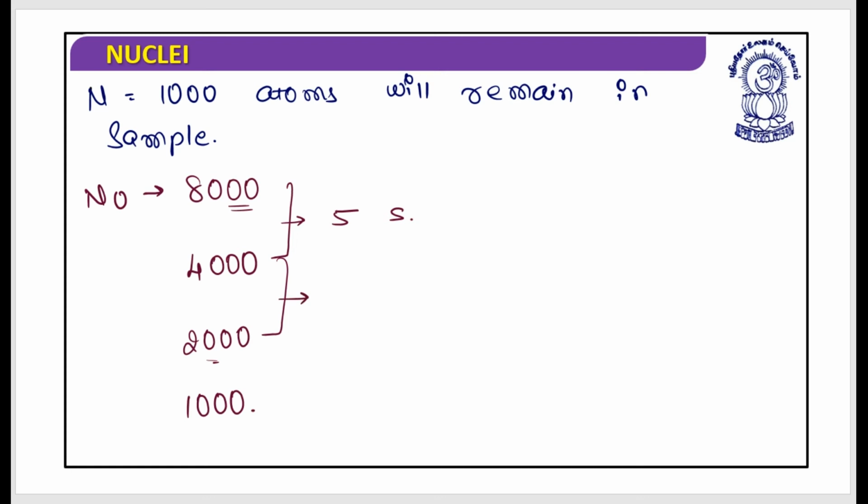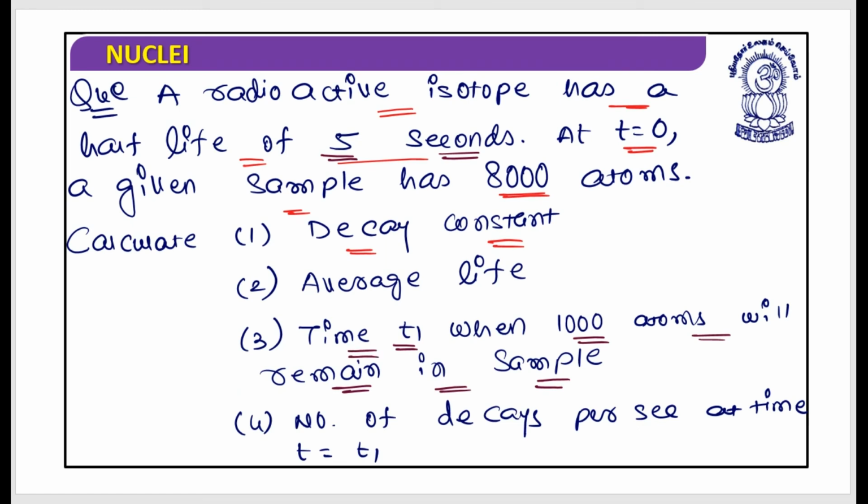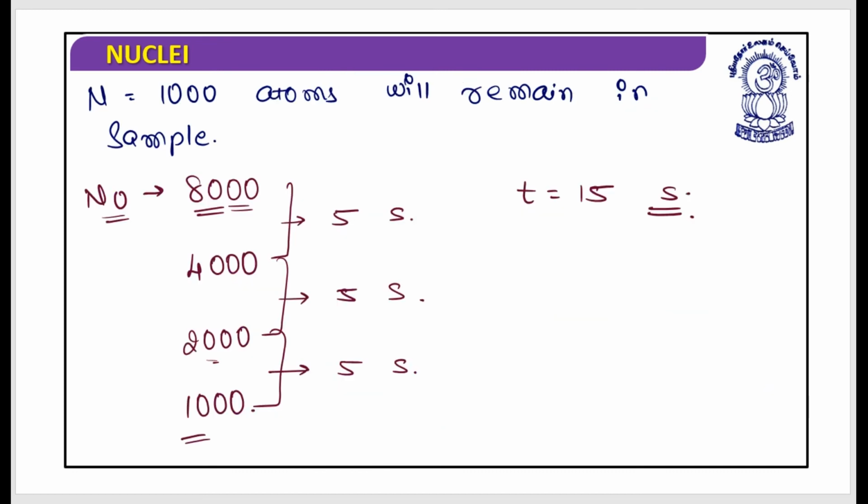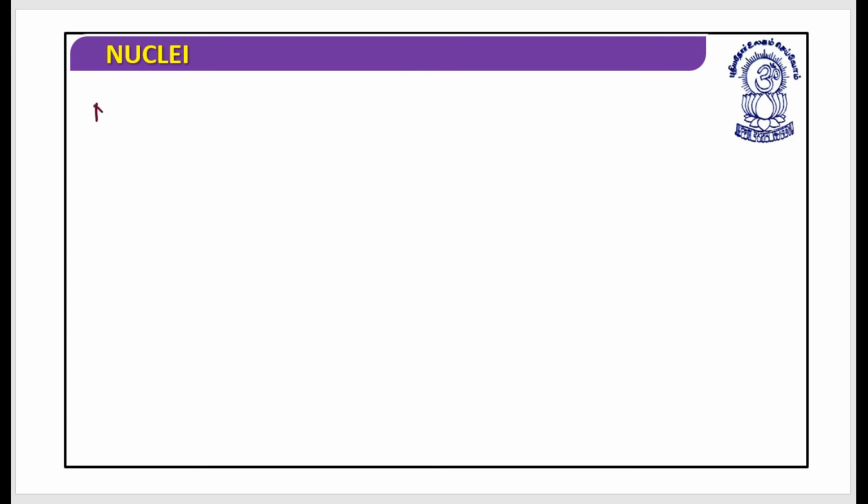From this to this, again 5 seconds would be there. From this to this, again 5 seconds. So a total of 15 seconds is required to decay the initial sample from 8,000 to reach 1,000. So this is our third question, where they asked about the time t1 when 1,000 atoms will remain in the sample. I hope this is clear. Now this is the simplest approach because it is 8,000, 4,000, 2,000, 1,000. But if the data is very large, how will we deal with this?